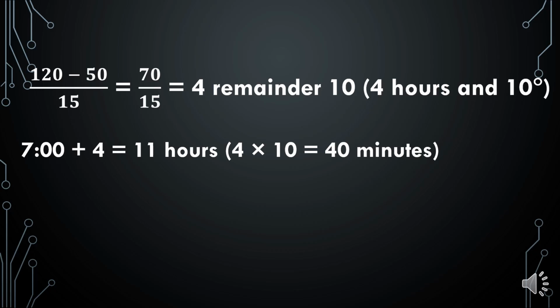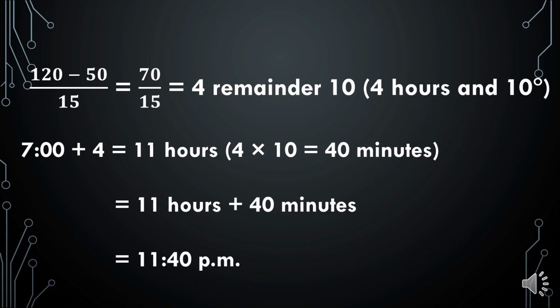In brackets, we're converting our 10 degrees, which was our remainder 10, by 4, because 1 degree is equal to 4 minutes. Therefore, we're left with 40 minutes. So now 10 degrees is equal to 40 minutes. We are now going to add our 40 minutes to our 11 hours. When we add 40 minutes to 11 hours, we are left with a time of approximately 11:40 p.m.